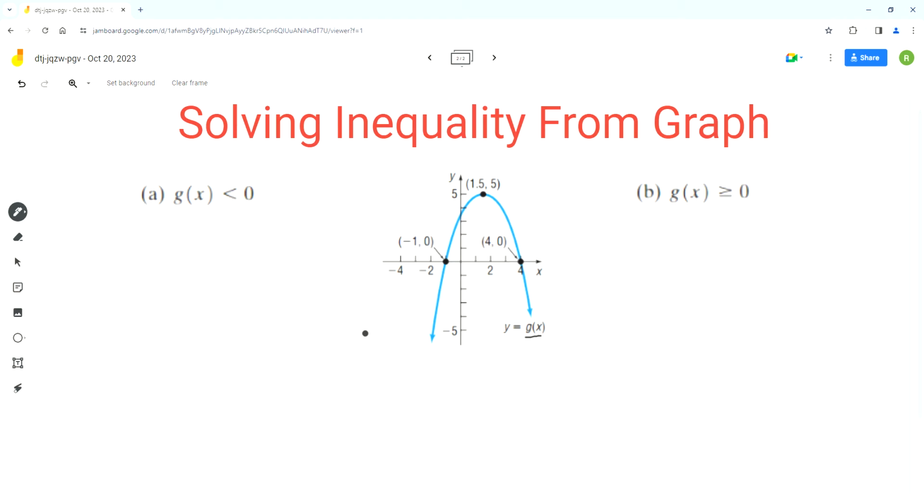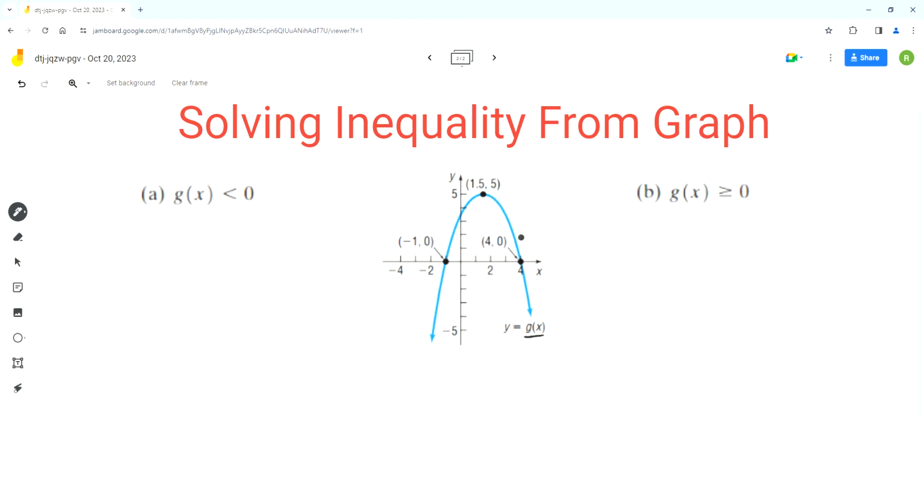So in this video, we'll solve this problem using the concepts of inequality. Now in this graph, we are given this blue curve which represents the function g(x). And we have to answer two questions for this graph. The first one is to find the x values where g(x) is less than 0, and the other one is to find the x values where g(x) is greater than or equal to 0.